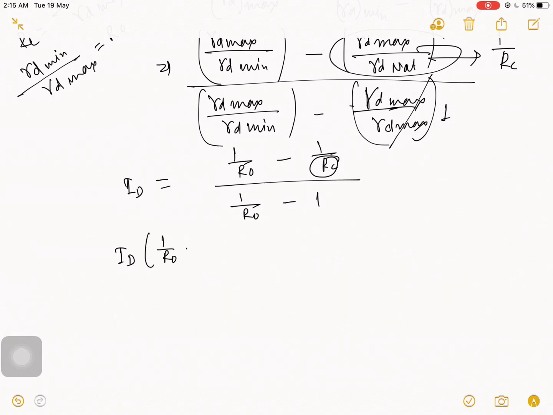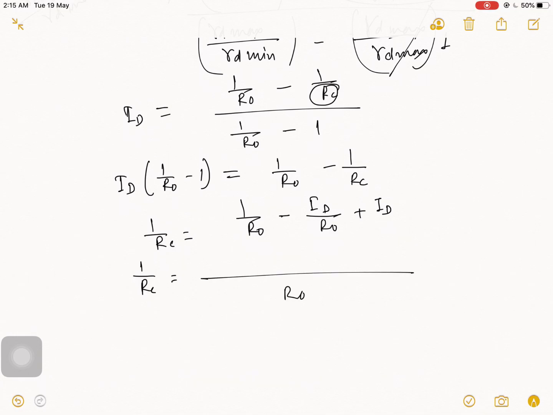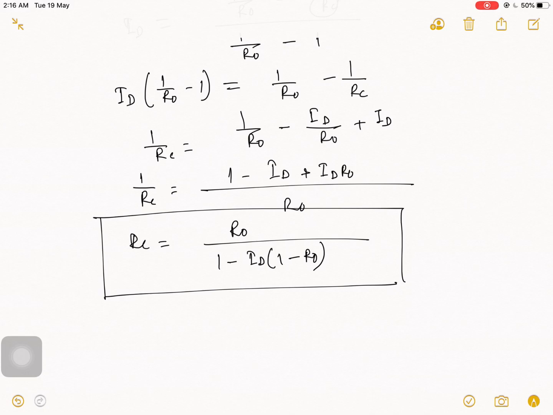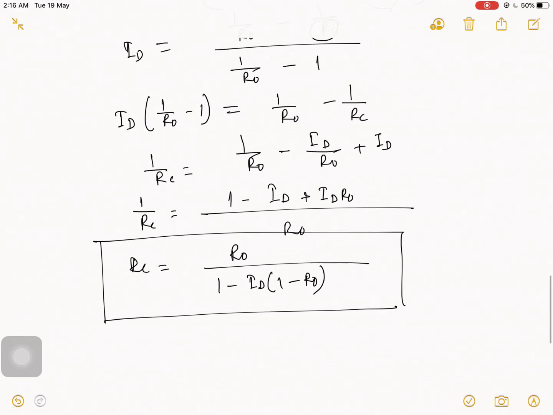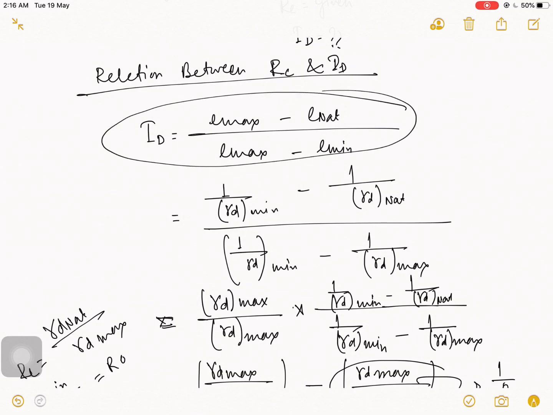1 by R naught minus 1 by RC equals ID times 1 by R naught minus 1. So 1 by RC equals 1 by R naught minus ID by R naught plus ID. 1 by RC equals (1 minus ID) plus ID R naught, over R naught. RC equals R naught over (1 minus ID) times (1 minus R naught). That is the formula given in standard soil mechanics books. Hope you understand. I repeatedly request you to go through the concept. Everything is very easy like water.